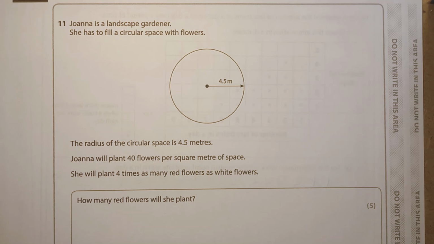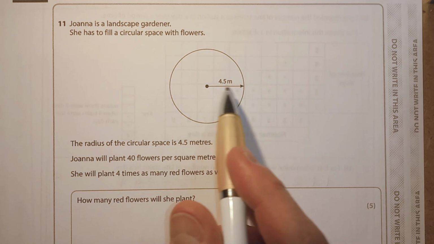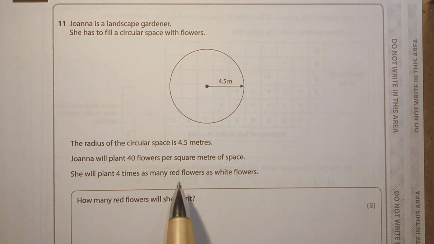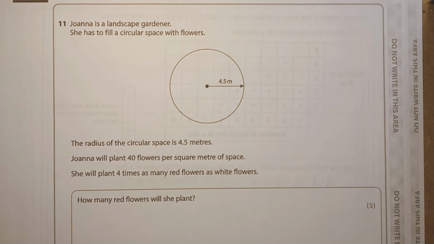Question 11. Joanna is a landscape gardener. She has to fill a circular space with flowers. Okay, so we've got a circle here. We've got a radius of 4.5 metres. The radius of the circle space is 4.5 metres. Joanna will plant 40 flowers per square metre of space. She will plant 4 times as many red flowers as white flowers. How many red flowers will she plant?